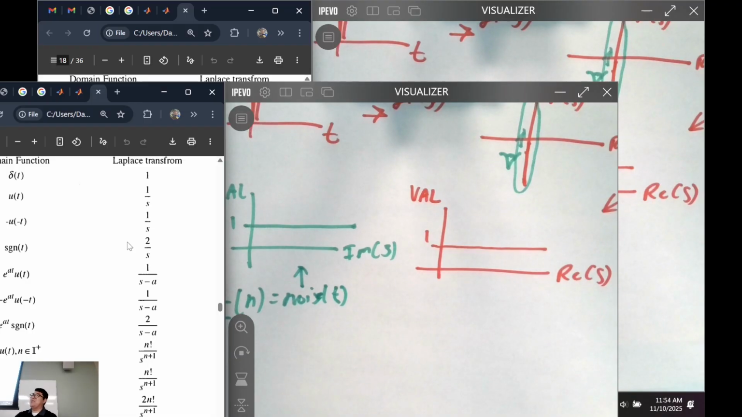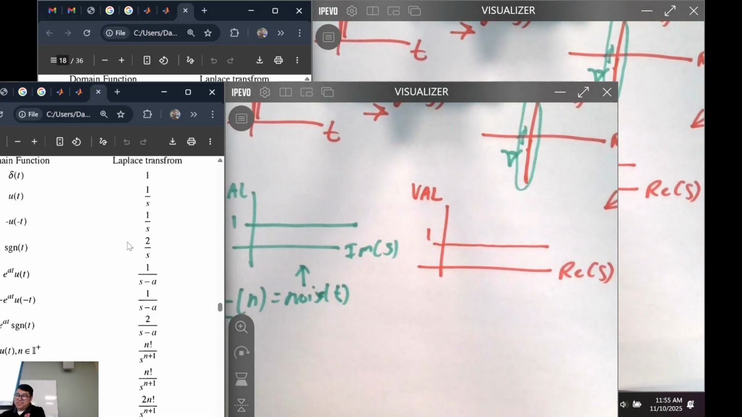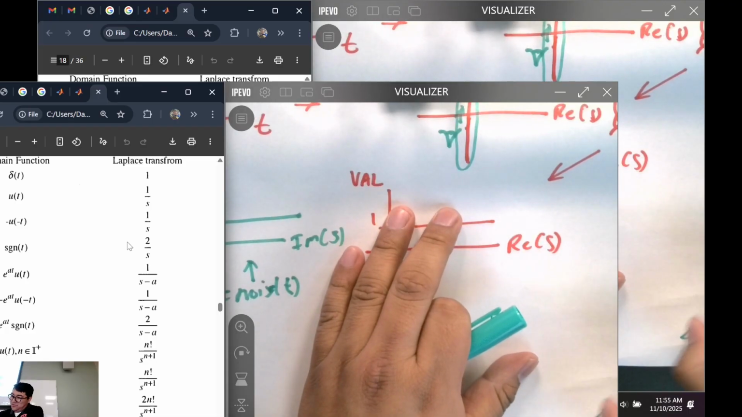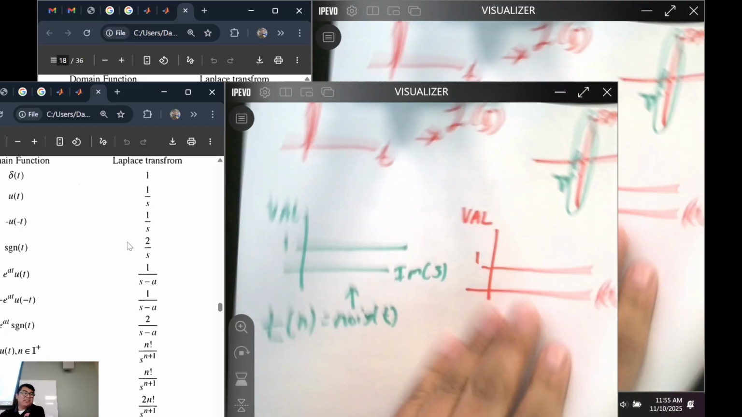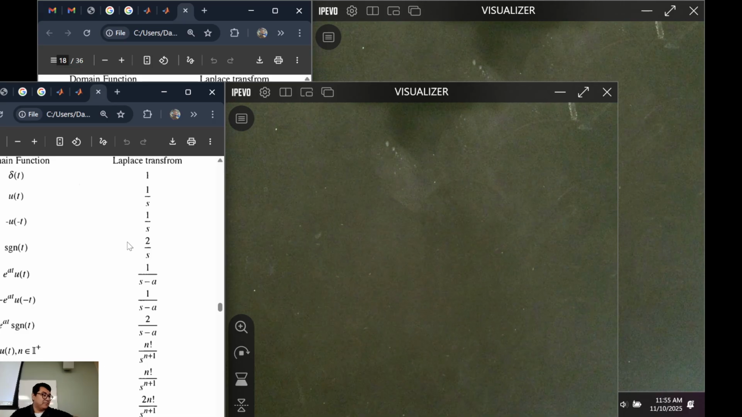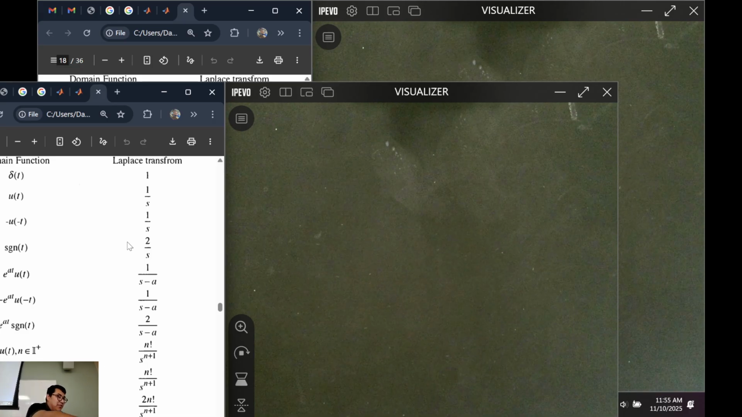Or better, do you guys know how the Laplace transform even works? Why am I even learning this? Want me to show you? Let me show you this. Maybe I'll show you guys a cool demonstration, but I'll show you this. Grab another piece of paper.